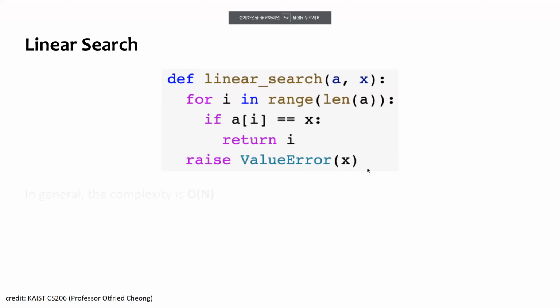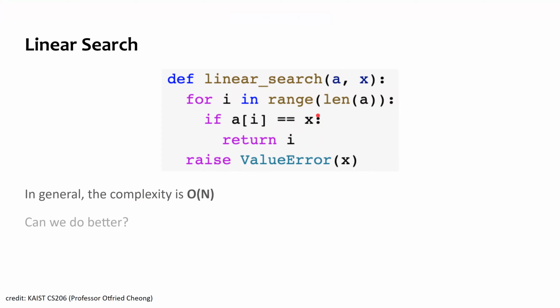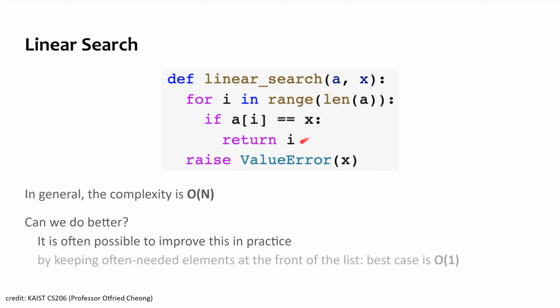So basically, what we do, you just travel all the way from the start to the end and check each item equals the given item x. In general, the complexity is O(n) because we need to check all the items. And here n signifies the number of items inside this array. And can you do better? It is often possible to improve this in practice by keeping often needed elements at the front of the list. So we can just keep track of the frequency of looking for some item, and then we are going to put often needed elements at the front of the list. In that case, best case becomes O(1). And we are going to talk about these topics in more detail after the midterm.